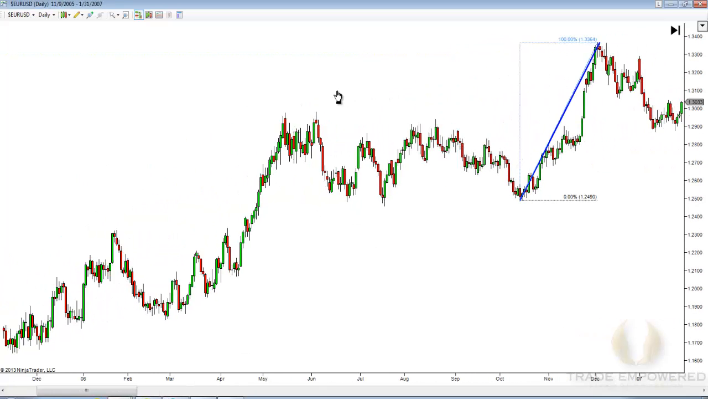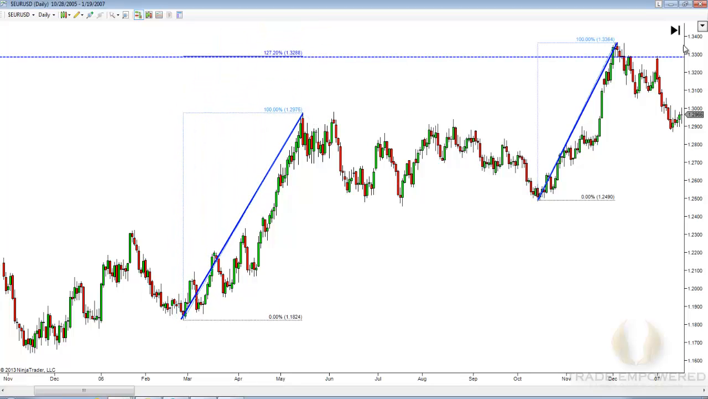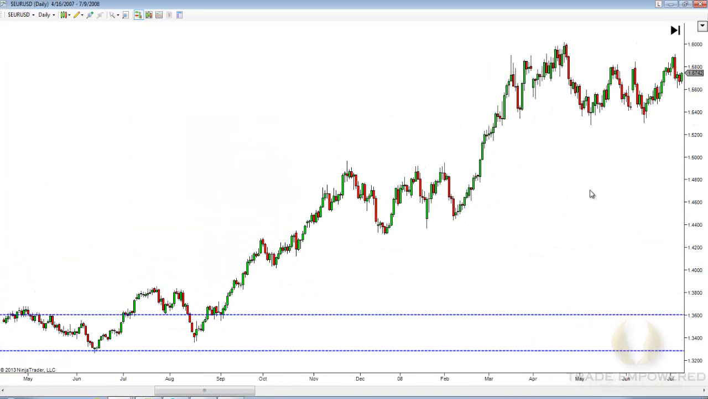If I look at this recent move right here, swing low to swing high, bringing my Fibonacci extension tool from our starting point to our swing high and back down, where does this market come to? Right to our 127 extension. We could take any example of this.